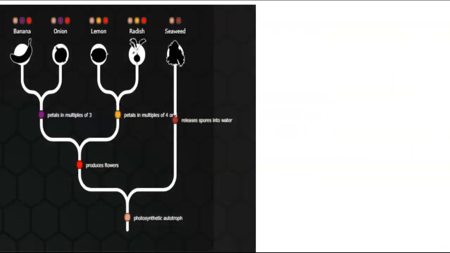And so when we look at it, we can see that the photosynthetic autotroph is shared by all. So that's the color up here. There's one here, one here, one here, one here. Then it speciates out. Only this one releases its spores into the water. Then these are on their branch. So another trait is added, which produces flowers. So you should see the red up here on each one. But then they speciate out again into petals in multiples of 3, which are these. So they have the purple trait that they share. And then these speciate out into multiples of 4 or 5. So they have this color trait that they share.